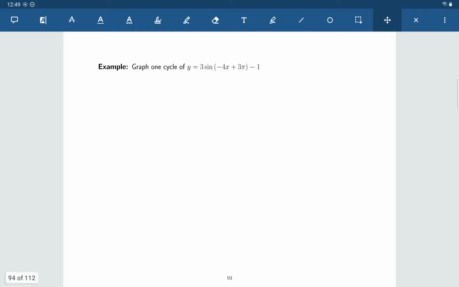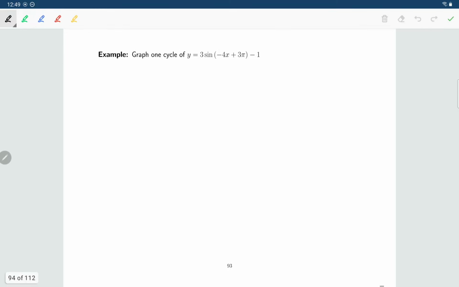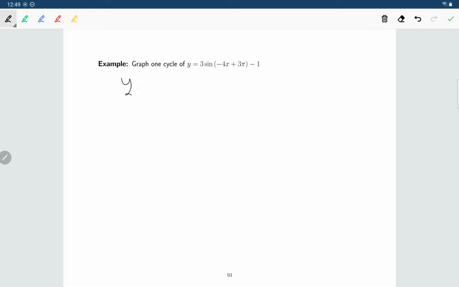Okay, so one last one to do, and this one we're just going to do one cycle of it, so we will be happy. A little bit less work for us to do. This one first, I'm going to start by factoring the negative 4 out of every one that's inside the sine. So instead of sine of negative 4x plus 3 pi, I'll have sine of negative 4 times x minus 3/4 pi. And there's the minus 1 outside.